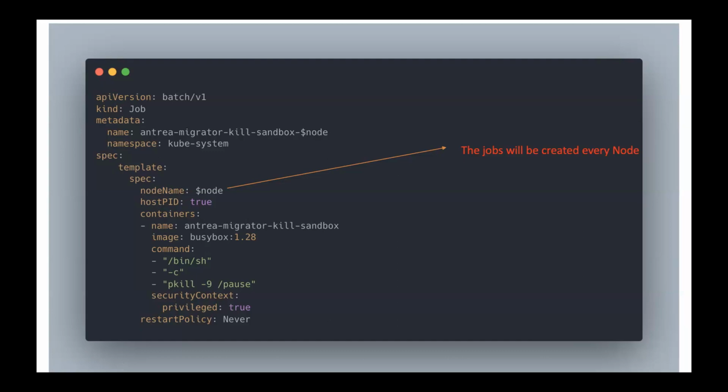Every node will run a job like this. By this configuration, will it also kill this job itself and the processes of the system components like kube-apiserver and Antrea agent? Yes. Should we do something more? Maybe we can avoid scheduling this job to the master node.